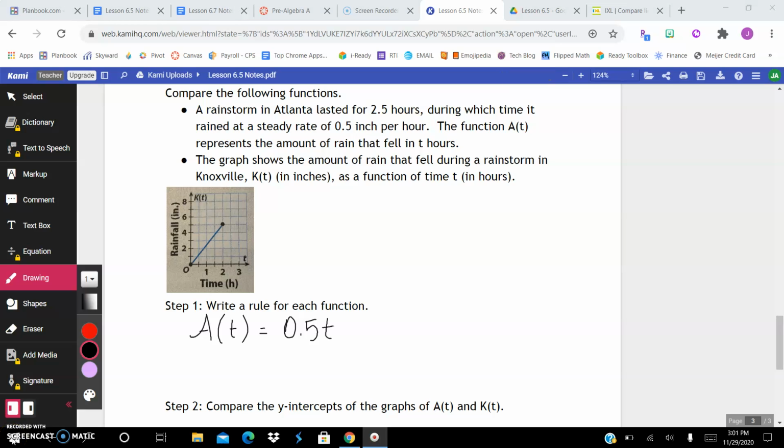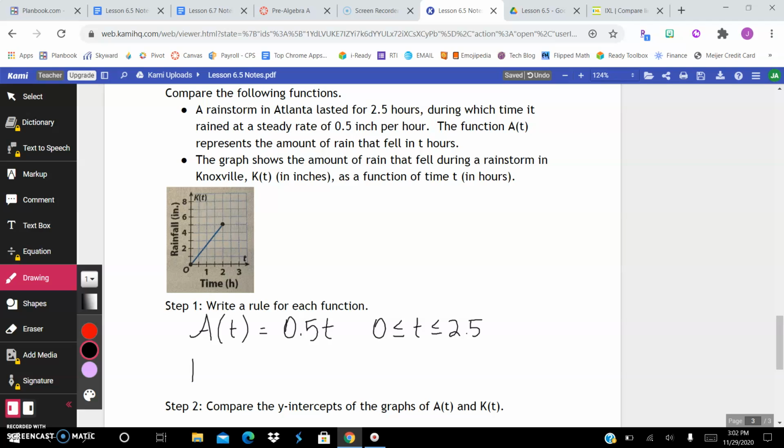We have to say, because it only lasted for 2.5 hours, that the time is between 0 and 2.5. 2.5 is the largest number you can plug in because it didn't rain after 2.5 hours. And obviously it would start at 0 because we can't have negative hours of rain. So it has to start at 0.